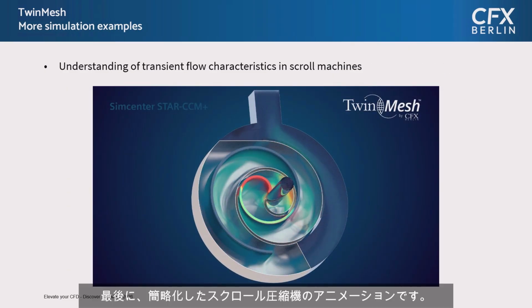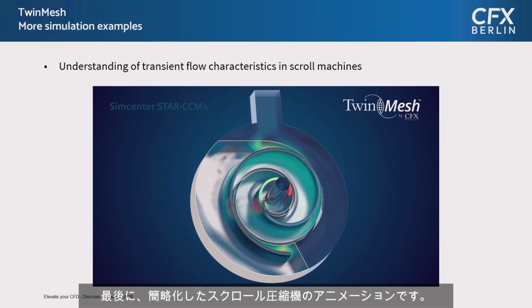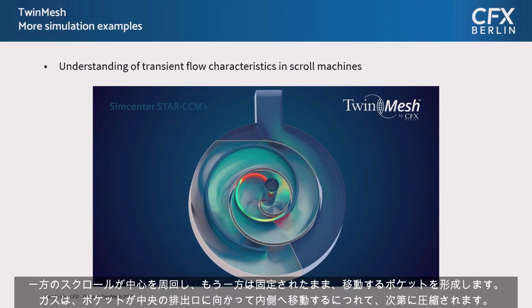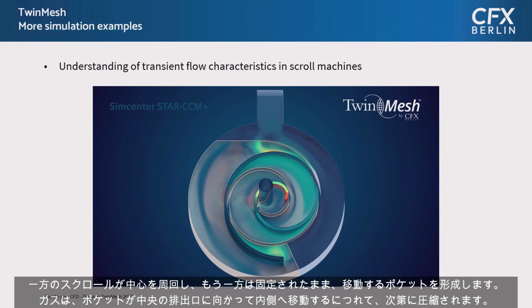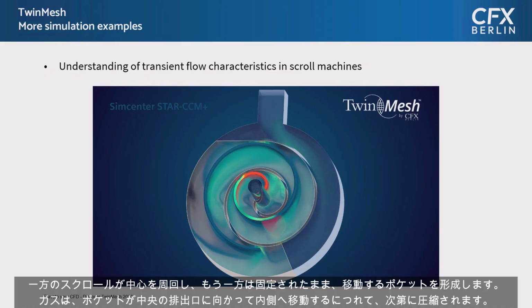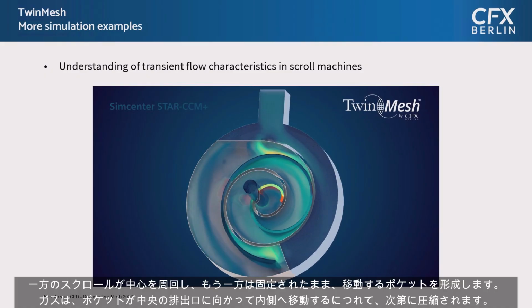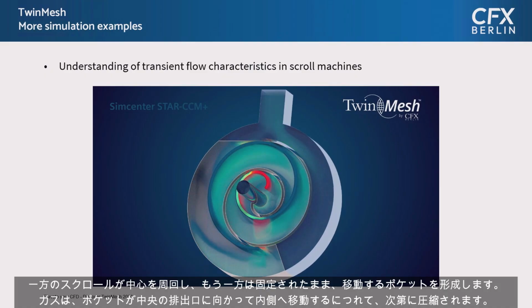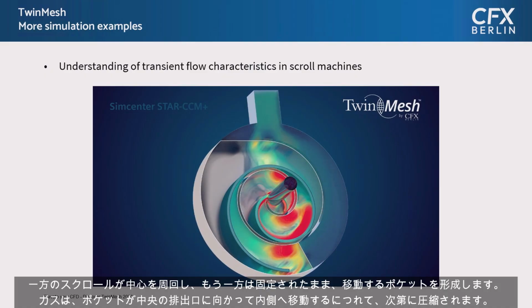And finally, here's an animation of a simplified scroll compressor. One scroll orbits around the center while the other remains fixed, forming moving pockets. Gas is progressively compressed as the pockets move inwards to the central discharge port.